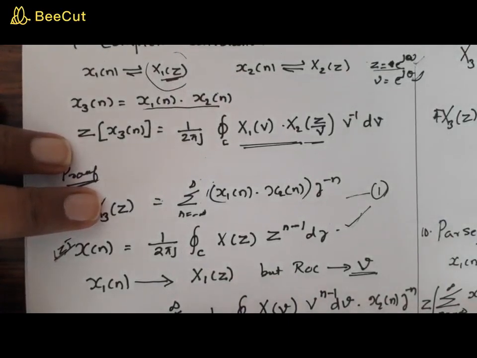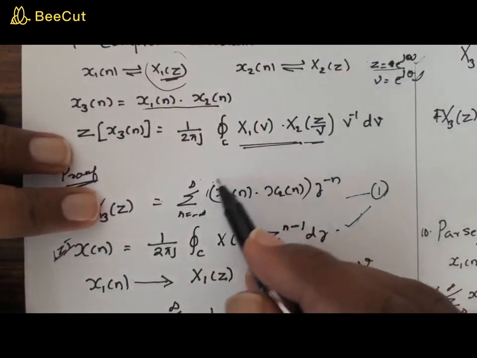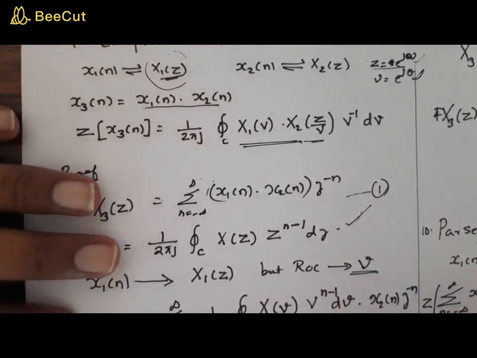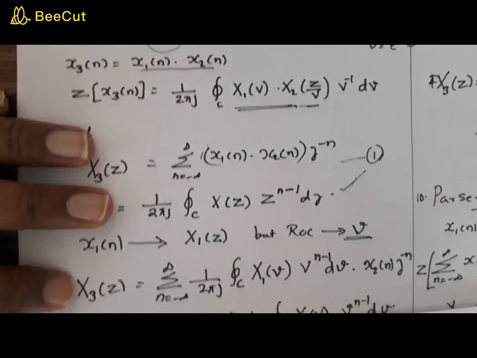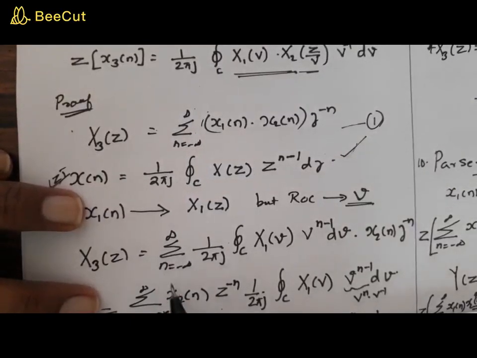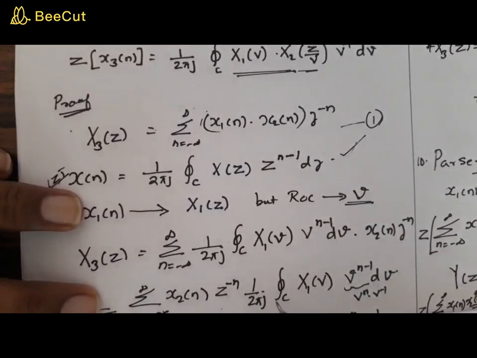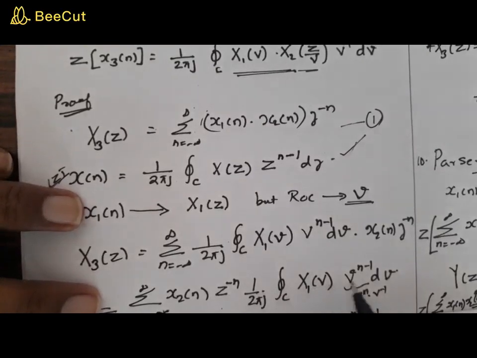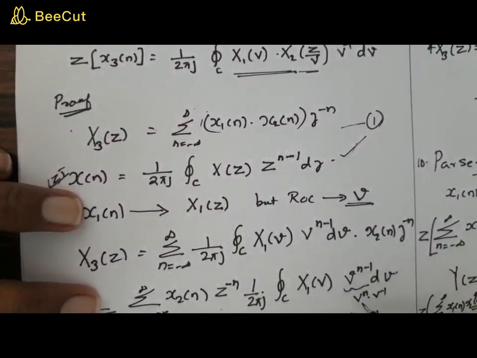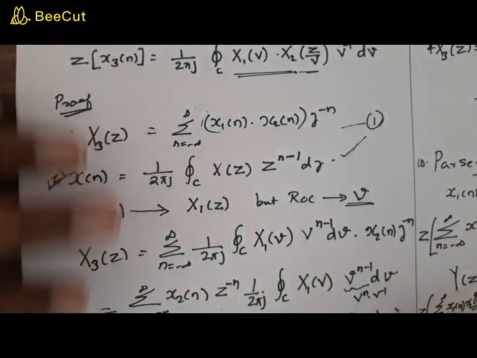So under the summation, this x1 of n is replaced by the inverse expression, into x2 of n into z raised to minus n. Now you are rearranging this term in such a way that you take sigma n equal to minus infinity to infinity of x2 of n and z raised to minus n on one side, and 1 by 2 pi j closed integral x1 of v into v raised to n minus 1 dv. Now look at this: v raised to n minus 1 can be written as v raised to n into v raised to minus 1.